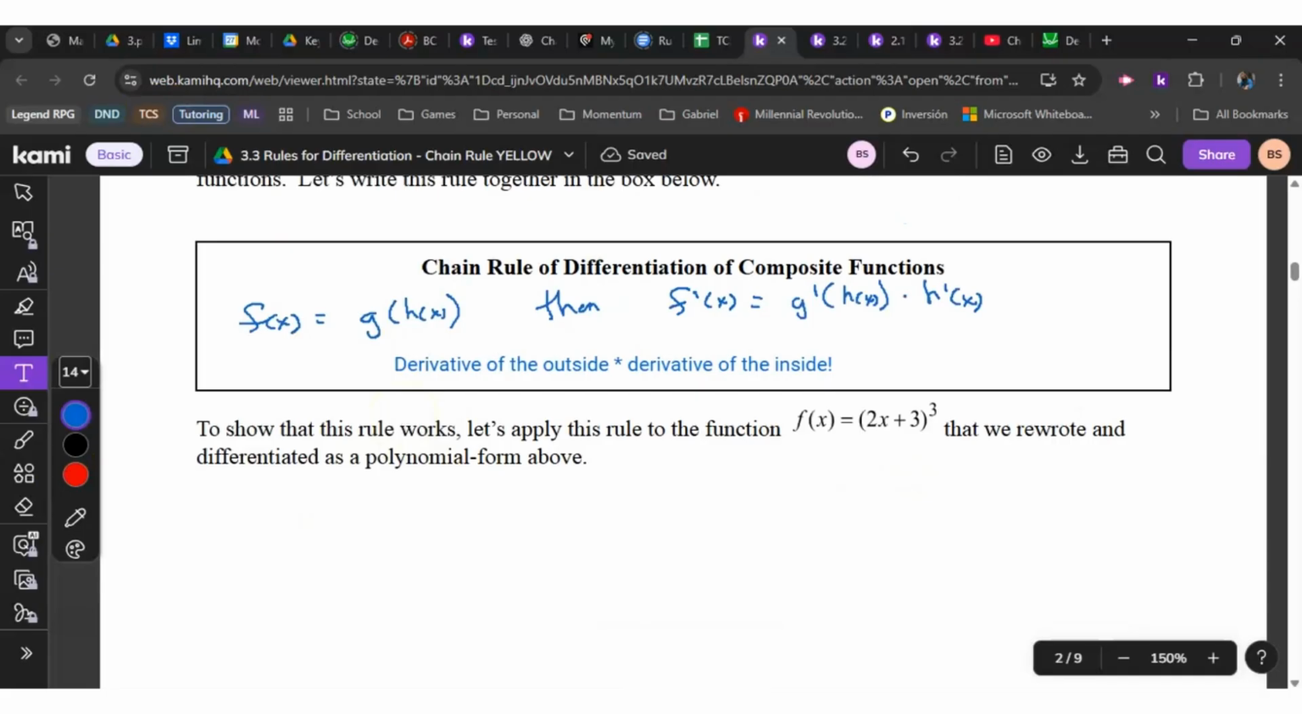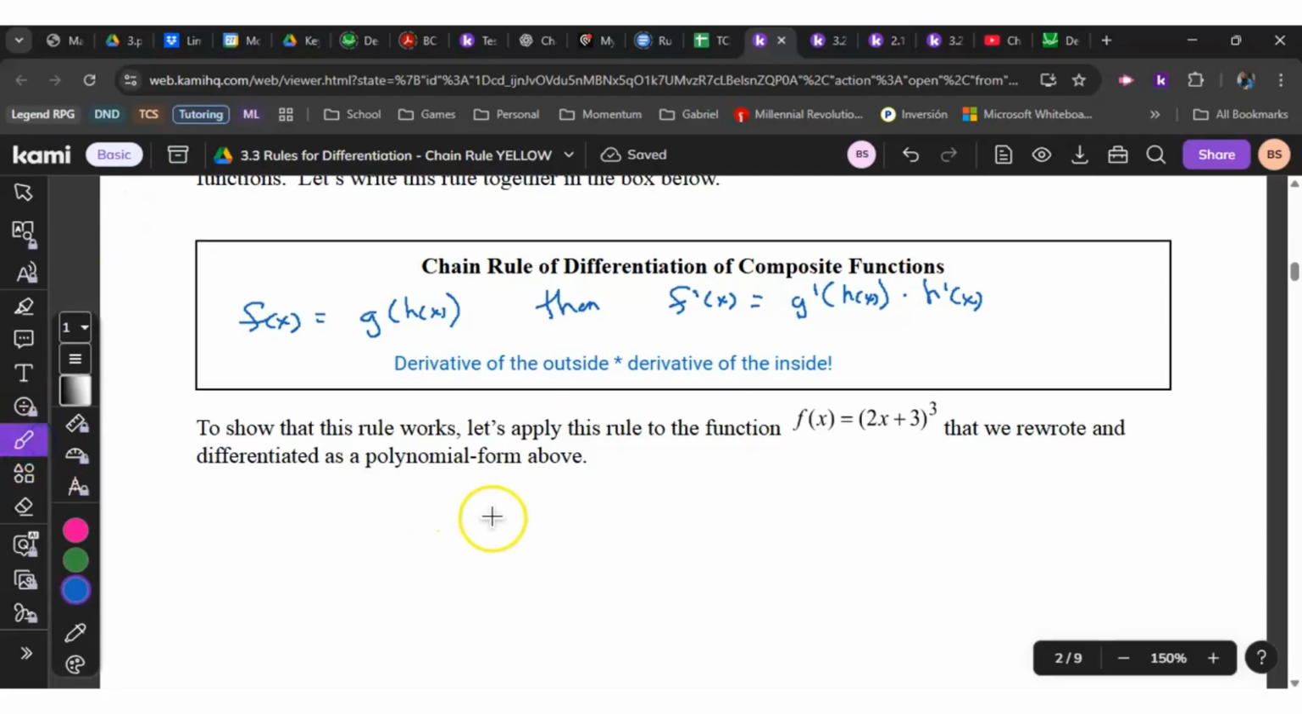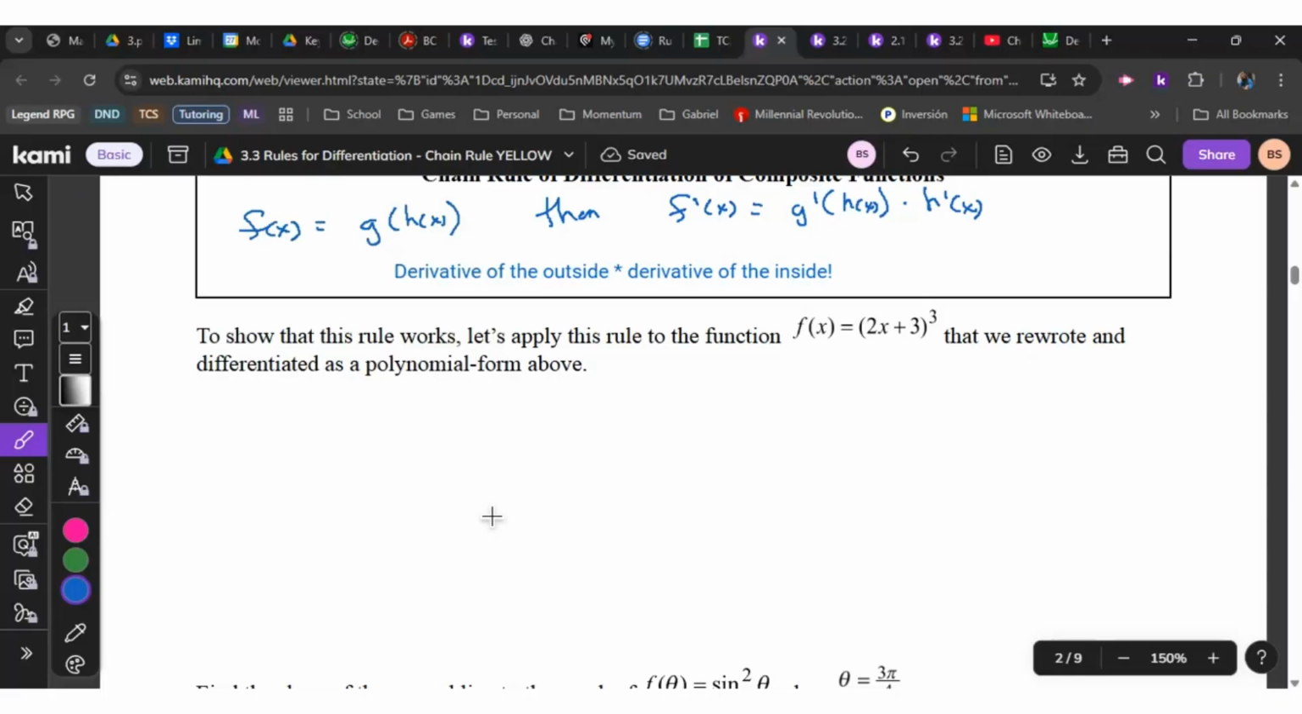Alrighty. So that means we've got to do the same problem using chain rule and prove that they're the same, right? Guys, watch this one. You're going to like chain rule. You're going to like it. All right, so let's take a look here.